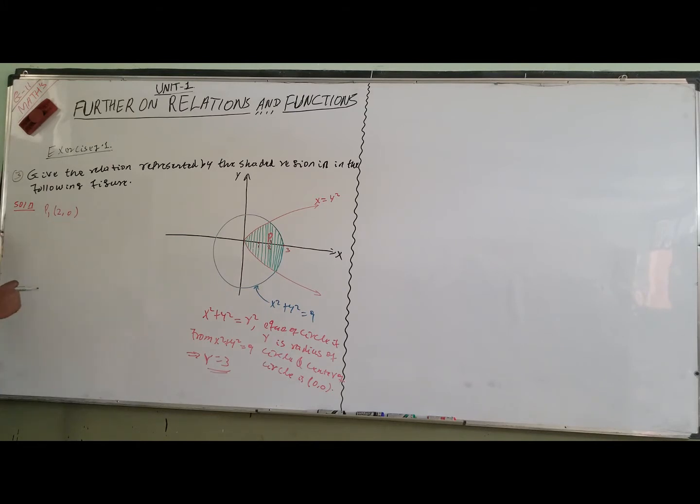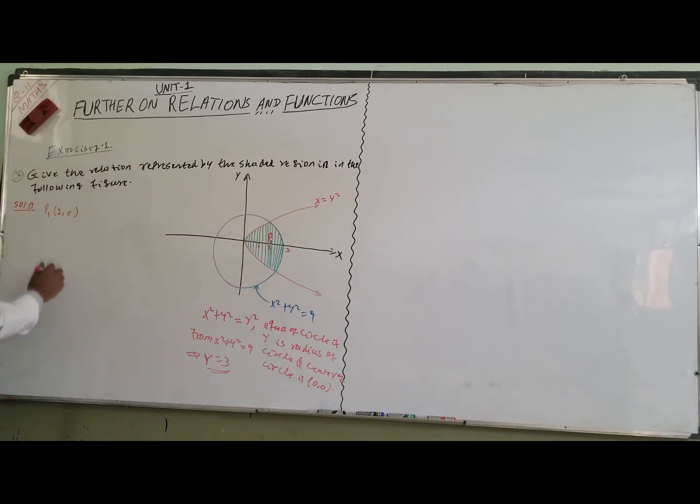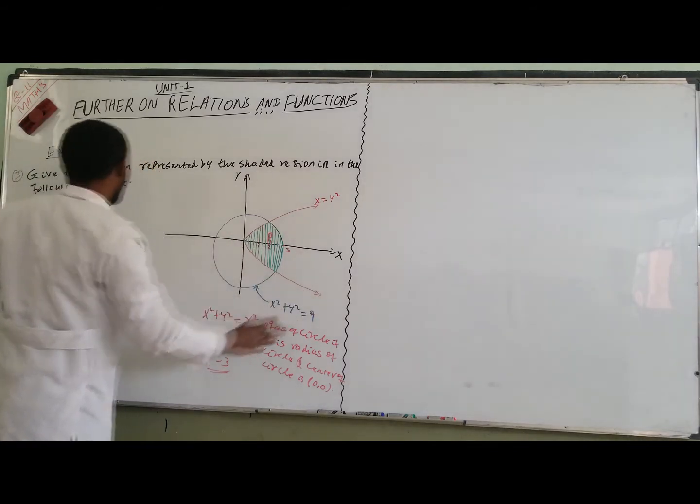Then we have to find the inequality sign for this equation. We have to fill the inequality sign in the blank space. When we take this point from the shaded region, 2 blank space y square, that is 0 square, then 2 is greater than or equal to 0. Therefore, x greater than or equal to y square represents the inside of the parabola region.